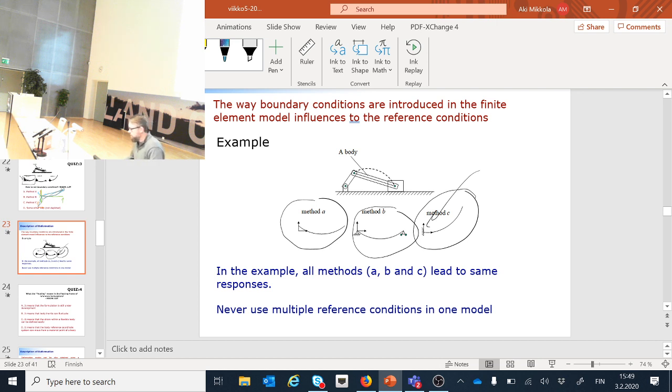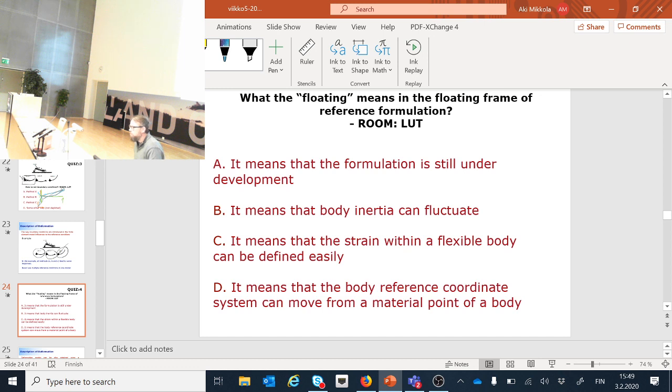Okay, my question is this. What does the floating mean in a floating frame of reference formulation? It means that the formulation is still under development, so it's floating, it has not yet reached convergence. It means that the body inertia can change, that the body mass can fluctuate. B option. It means that the strain within the flexible body can be defined easily. It means that the body reference coordinate system can move from a material point of a body.